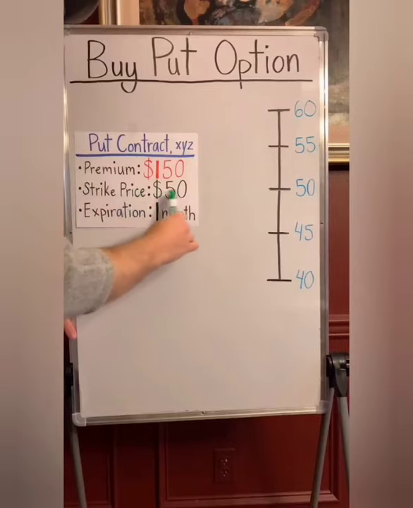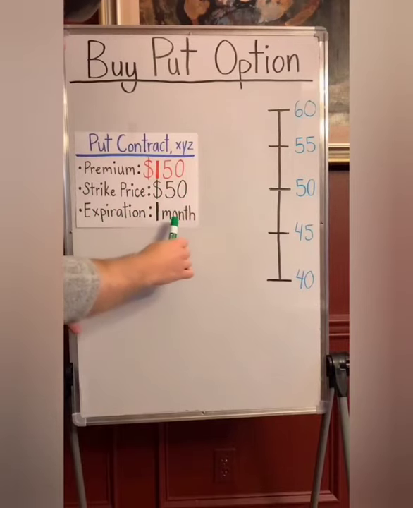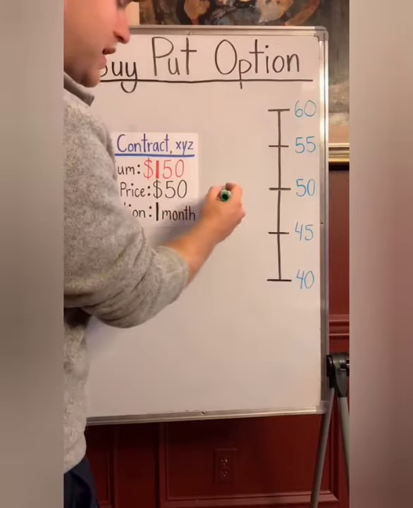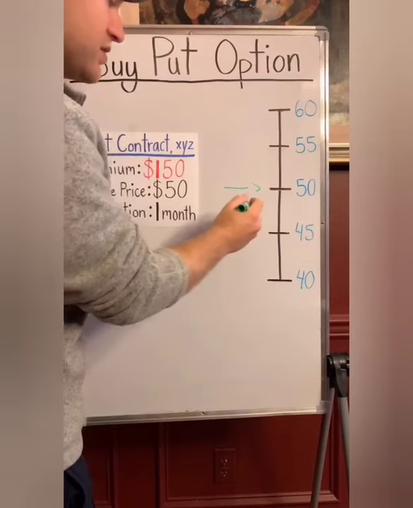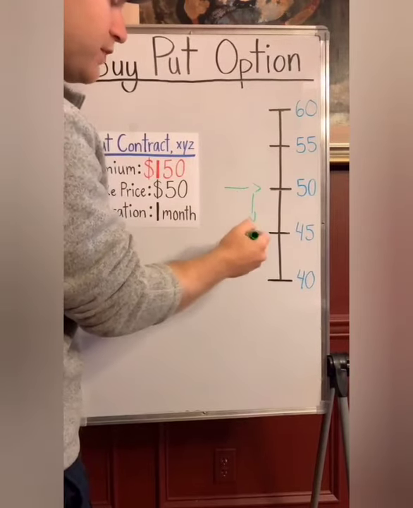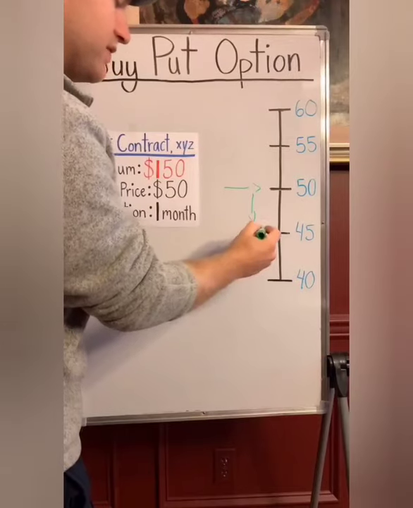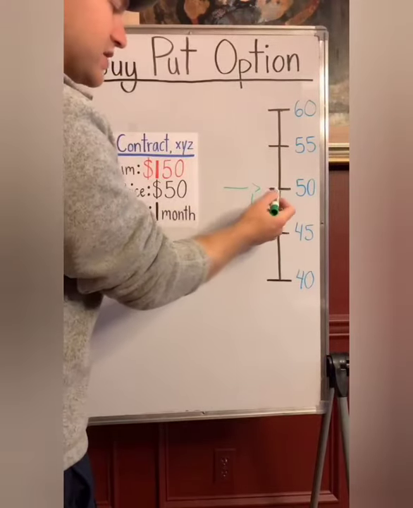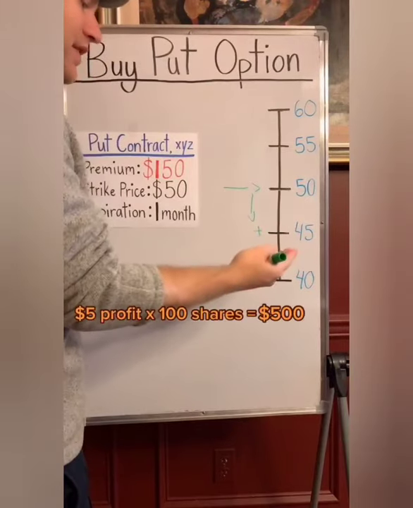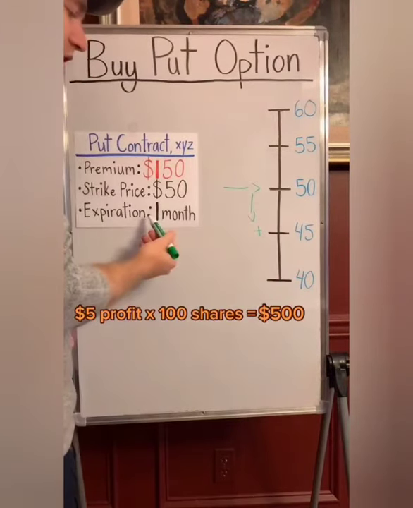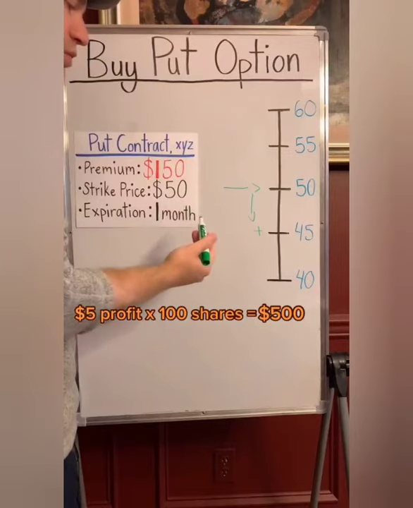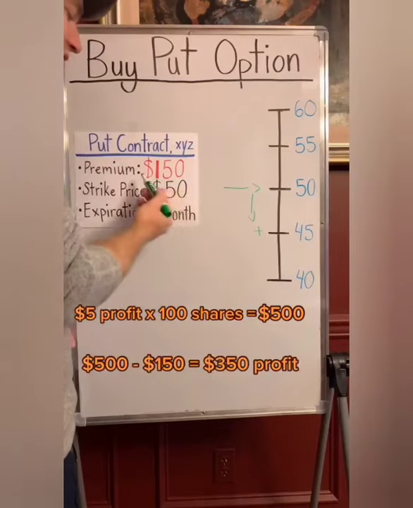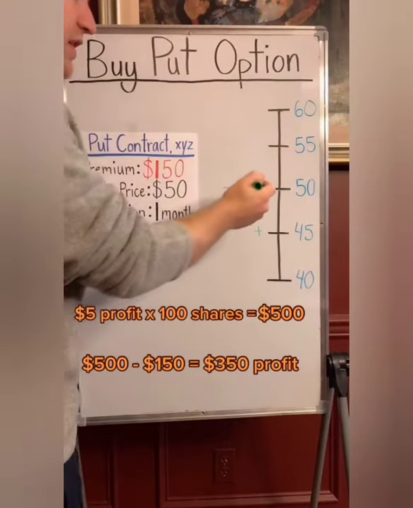The strike price is $50 and the contract expires in 1 month. Let's say that at the time we buy the contract, the share price is $50 and 1 month down the line, right before expiration, the share price is at $45. Well, if I have a contract that says I can sell it at $50, that would mean a $5 profit times 100 because every contract is 100 shares. That would be a $500 profit minus the premium of 150, that's a $350 profit.